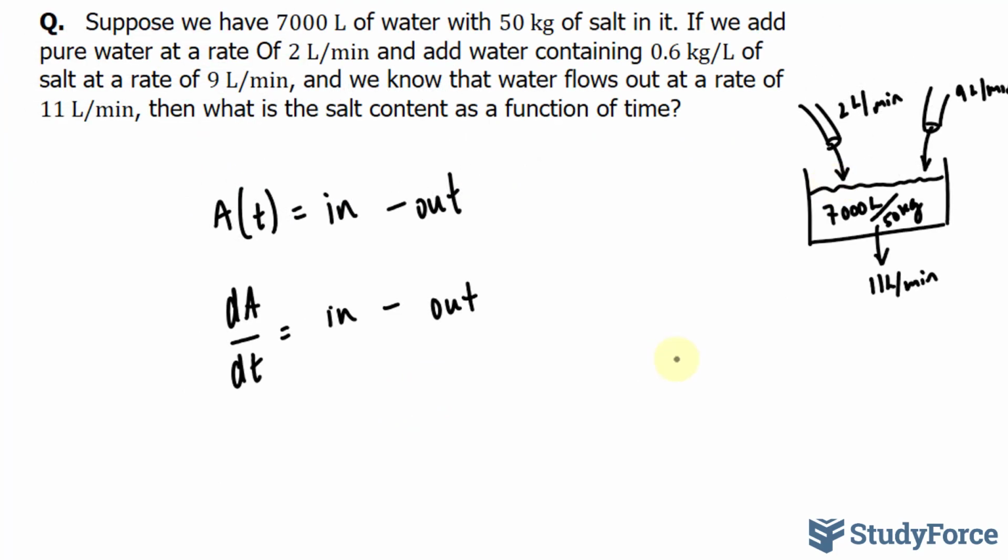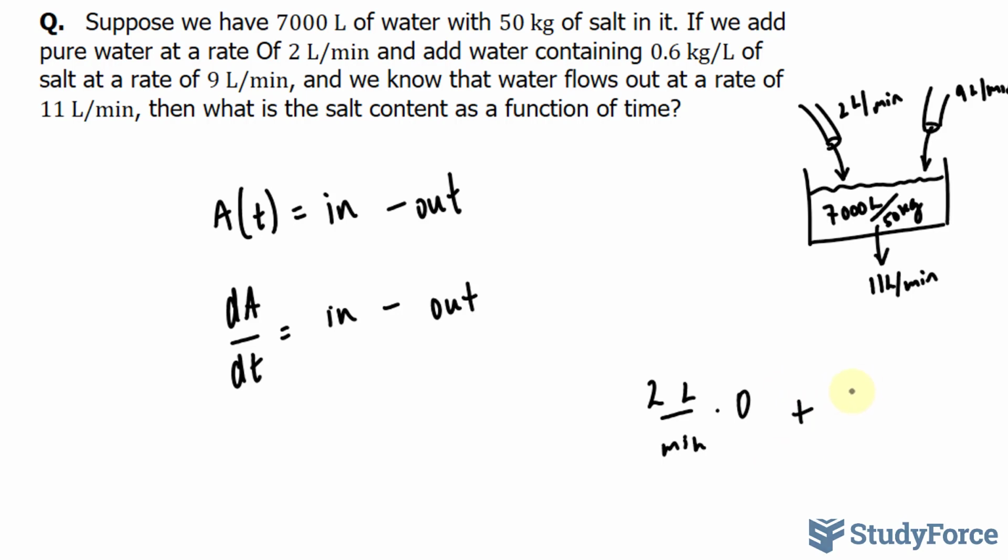Let's start with what goes in. Fresh water is entering at a rate of 2 liters per minute, and fresh water contains no salt. Remember, they want our equation to model the salt content, so we need to know the amount of salt per unit time. 2 liters per minute of fresh water contains no salt, so you multiply it by a factor of 0 kilograms per liter. Plus, something else is going in.